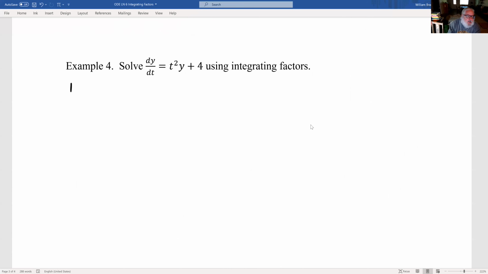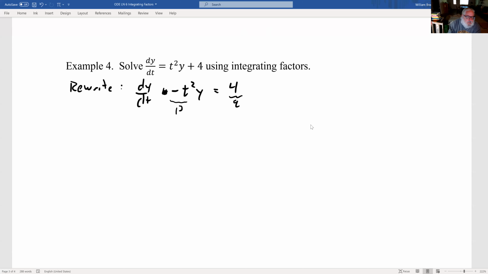Rewrite it so that the dy dt and the y term are on the same side. So dy dt minus t squared y equals 4. This is our q here. No, that's our p. This is our q.